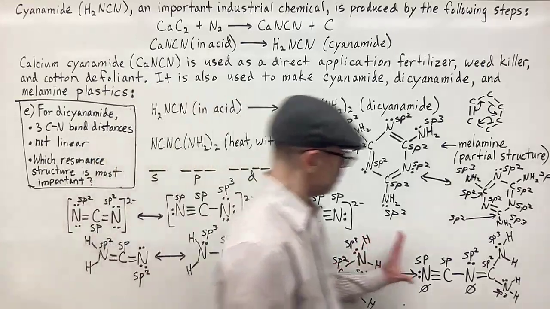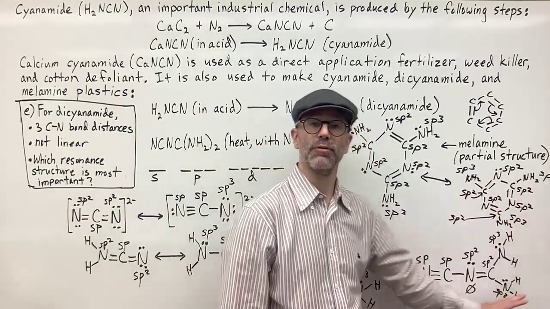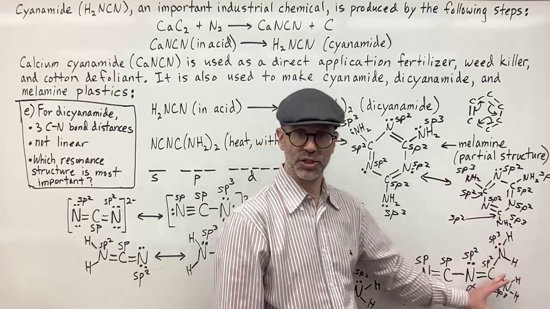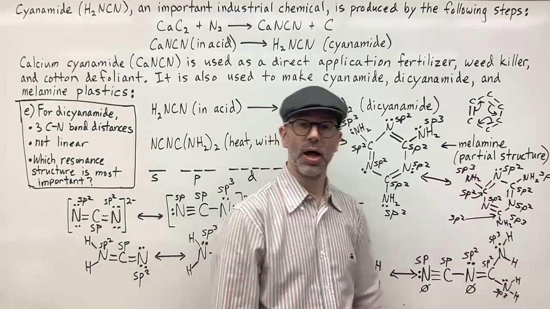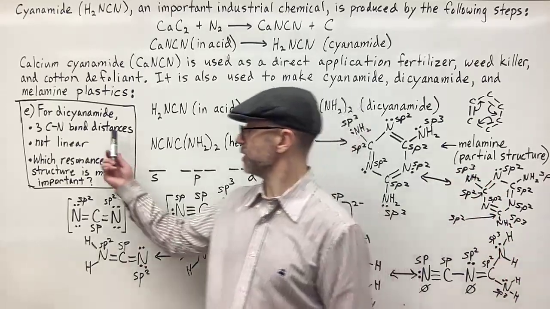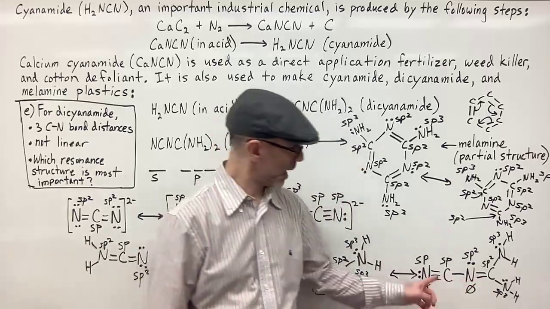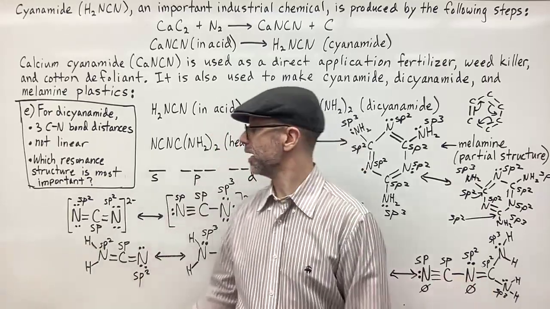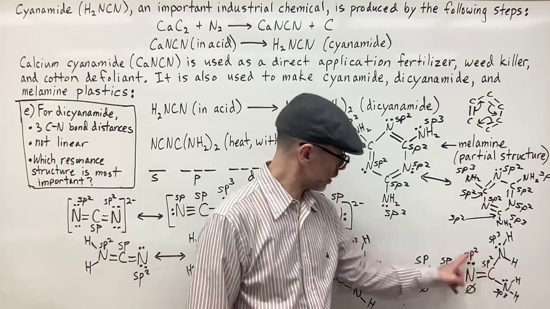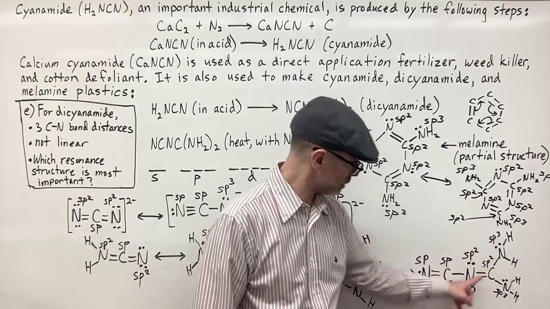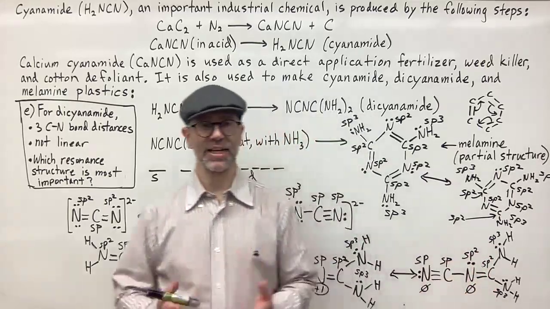So again, because this is the most important or more important species, the resonance structure here, this overall determines the characteristics of the molecule. And so that's why we see 3 different bond distances. And it's not linear, which fits the fact that this is a trigonal planar electron geometry and it's bent around this nitrogen. That's it for this video.